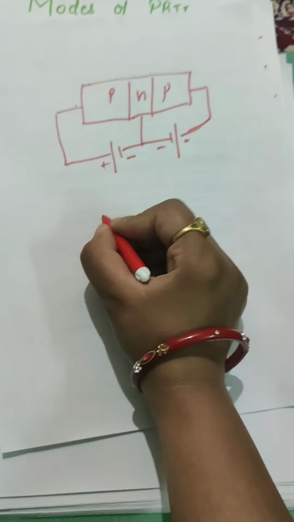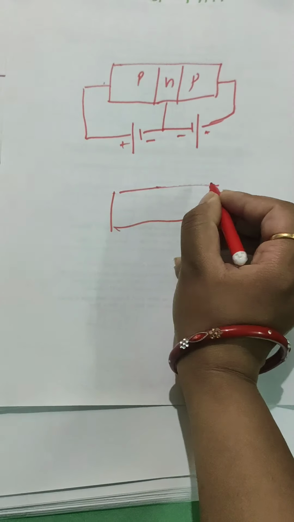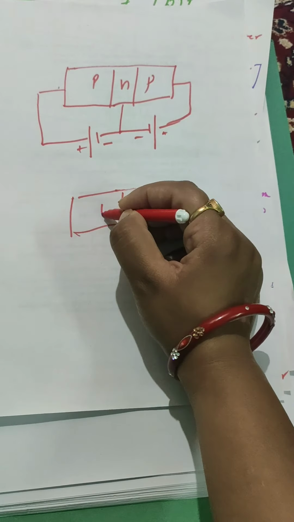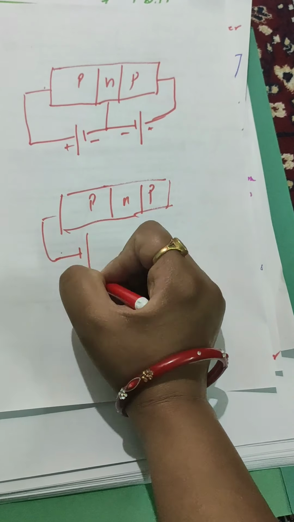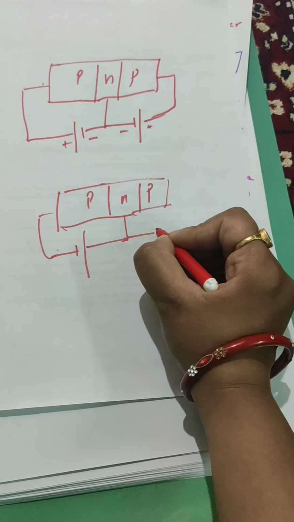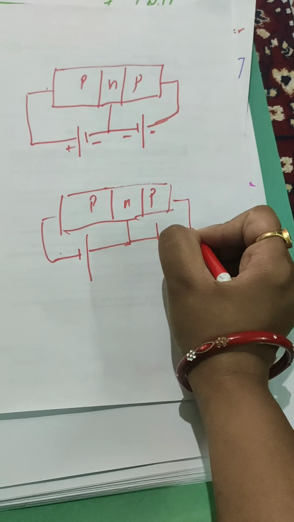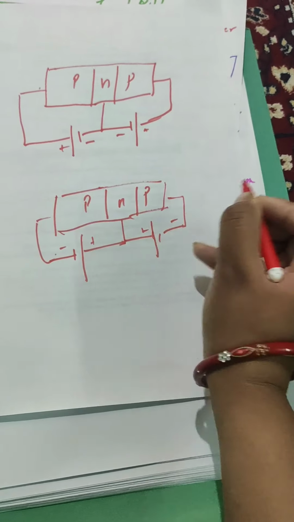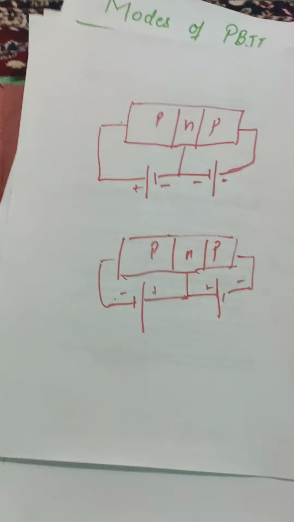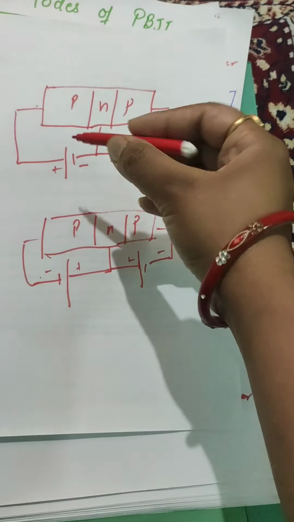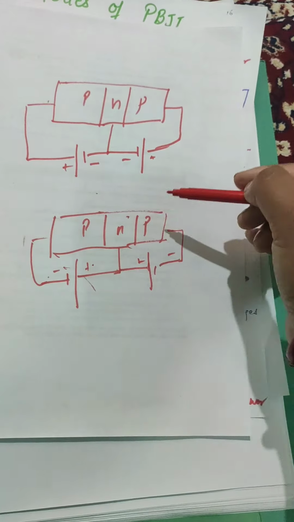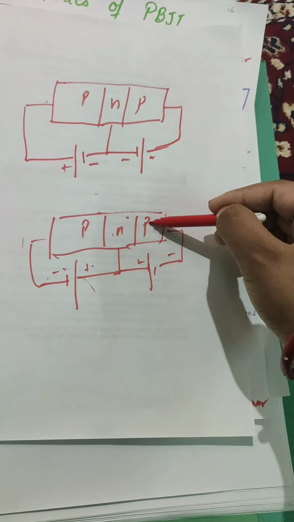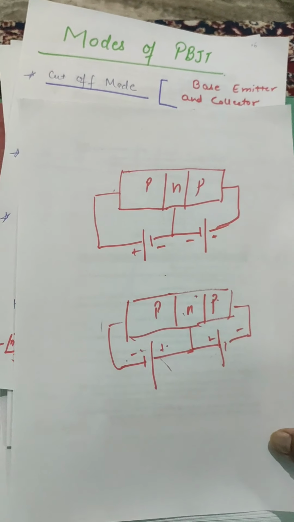If we want to make reverse biasing, we connect the positive terminal with the negative region and the negative terminal with the positive region. We can see the positive layer is connected to the negative region and the negative layer is connected to the positive region. This is called forward biasing and reverse biasing.